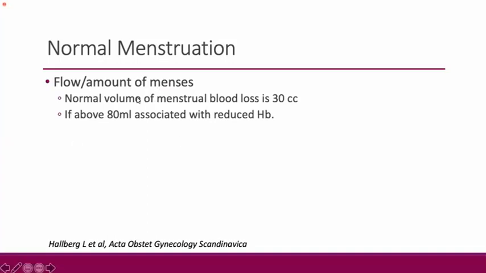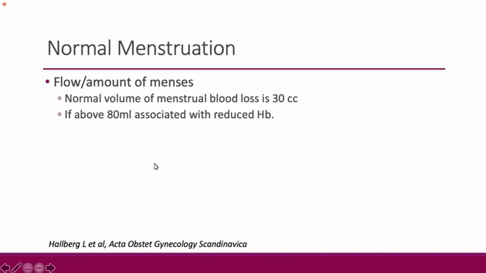The flow should be about 36 ml. That is about 3 tablespoons throughout the period. That is the normal flow for the 5 days, 3 days or 4 days, 7 days. That has to be there. If it is more than 80 ml, it starts to reduce the blood levels.